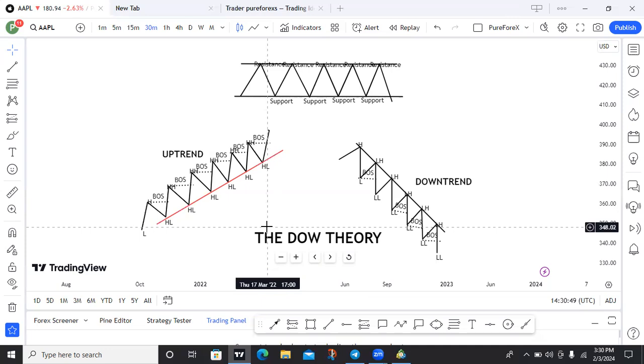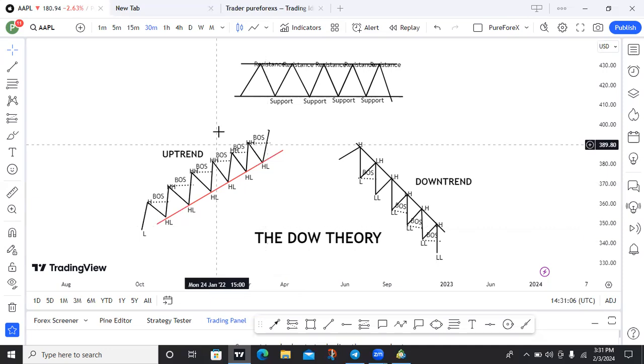So how do you know that it is an uptrend, a downtrend, or a consolidation? We have characteristics of these three types of market structure. It is through their characteristics that we'll be able to know it is a downtrend, an uptrend, or a consolidation. So now let's start with the characteristics of an uptrend, which is this one.